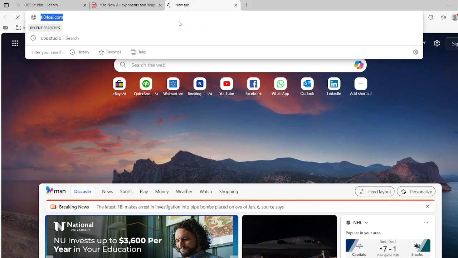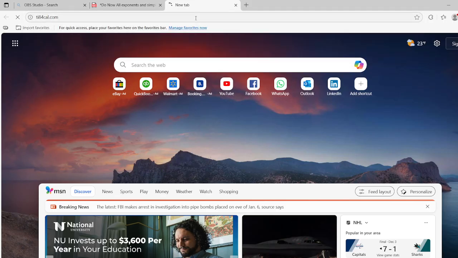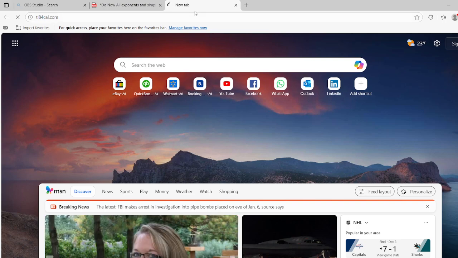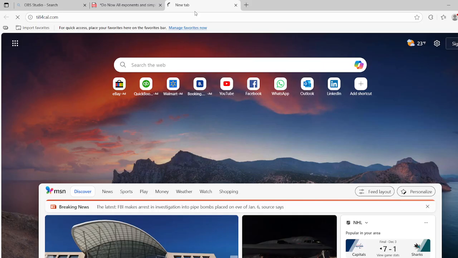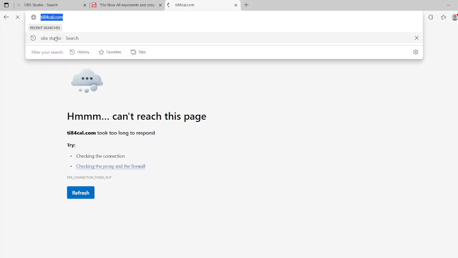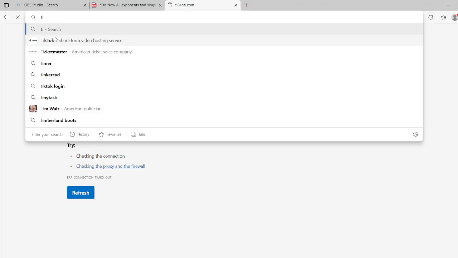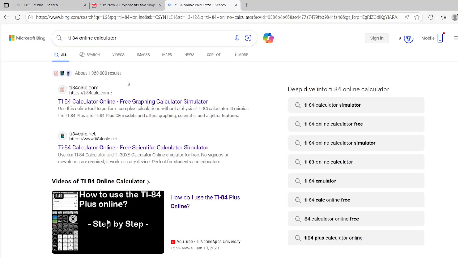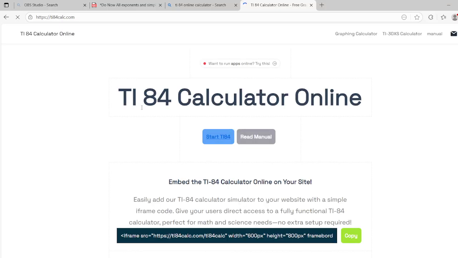How come you're not looking for it? Come on. I think that's what it is. Oh, slow. Look at how slow that internet is. I hate slow internet. Look at how slow that is. Come on. Maybe if I just... okay, TI 84 online calculator. I don't know why it didn't do it. I had the exact same thing. Didn't I have TI 84 calc? It's just being weird for some reason.